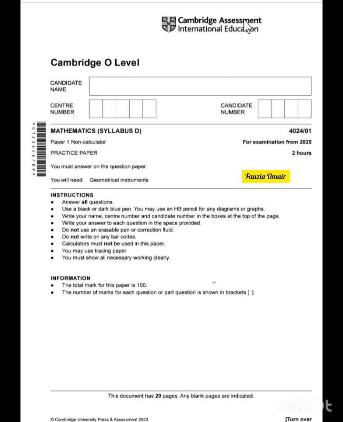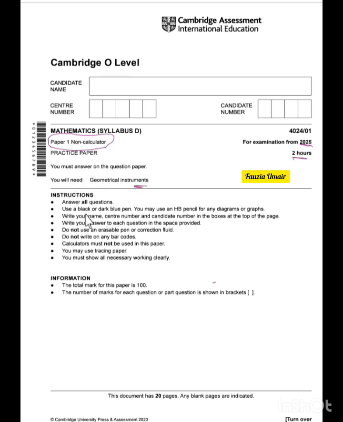In today's video I will solve 1/3 part of this paper 1 of CAIE mathematics O levels. You can see that this is paper 1 from syllabus D and it is from course 4024, and this is preparation for 2025 onward exams. It's a 2 hour paper and it's a non-calculator paper. You cannot use a calculator in this paper, but you can use geometrical instruments.